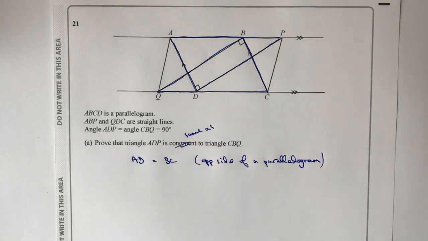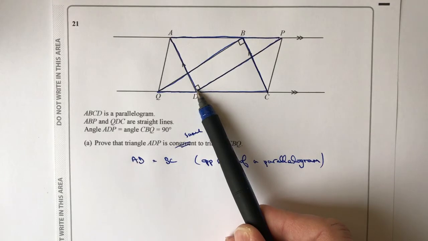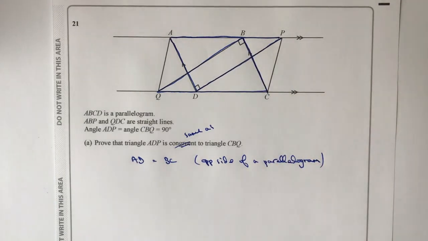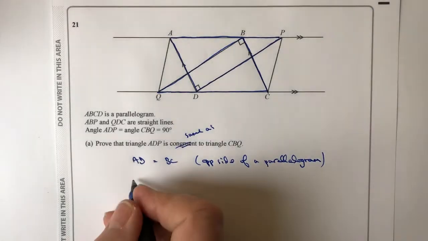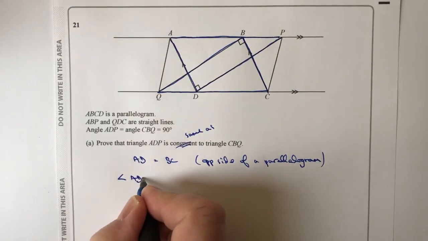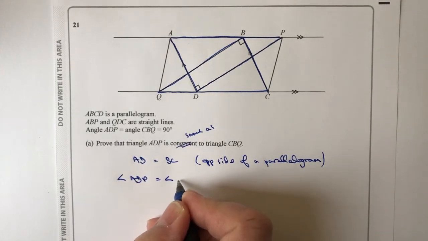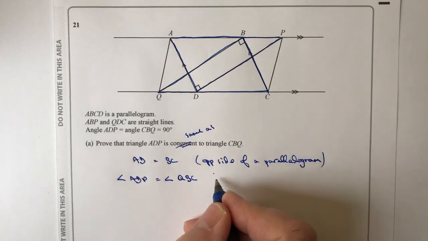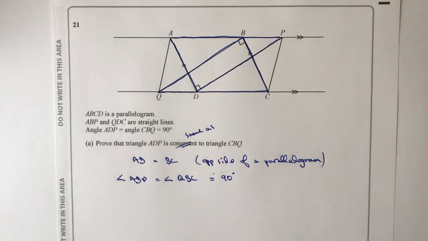The next comment I would make is actually given to us on the drawing itself, where this angle, which is the right angle of ADP, and this angle, which is the right angle of QBC, are equal to each other because they're both right angles. So we can say that angle ADP equals angle QBC, and they are equal to 90 degrees.